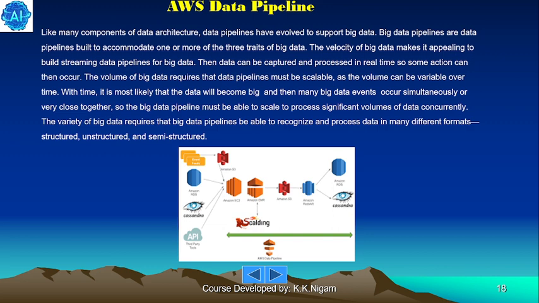The variety of big data requires that big data pipelines be able to recognize and process data in several different formats: structured, unstructured, and semi structured.